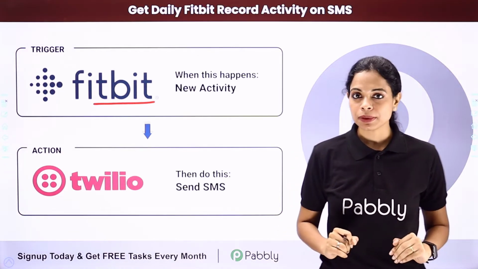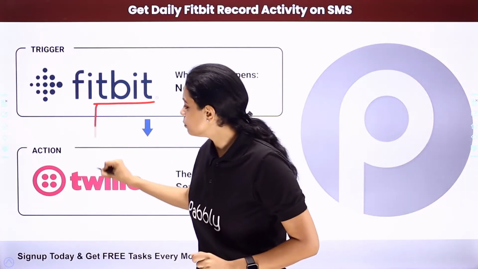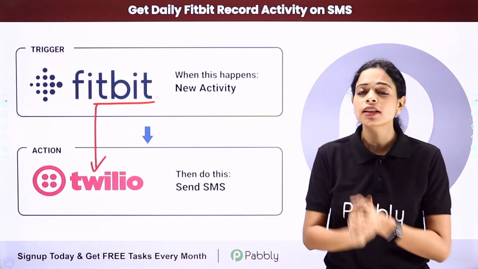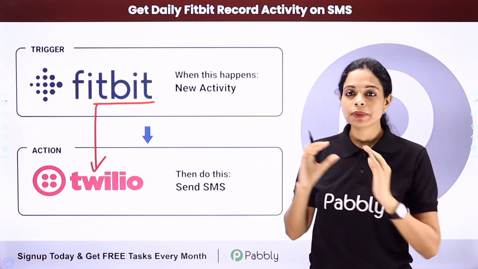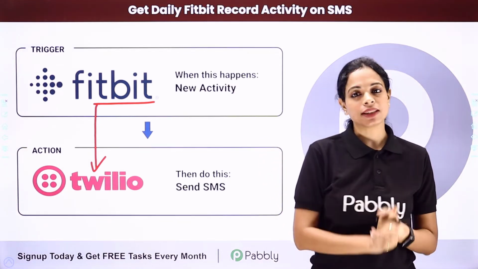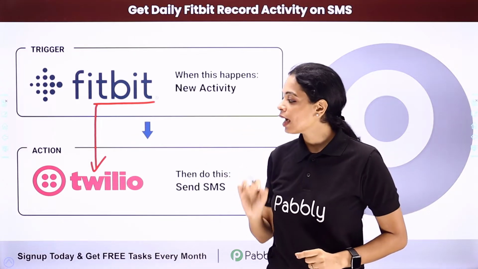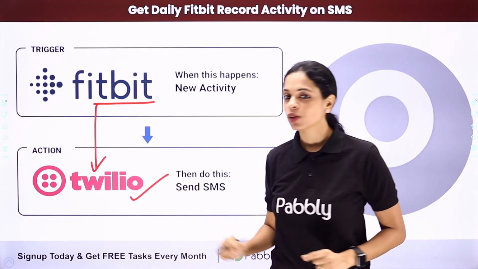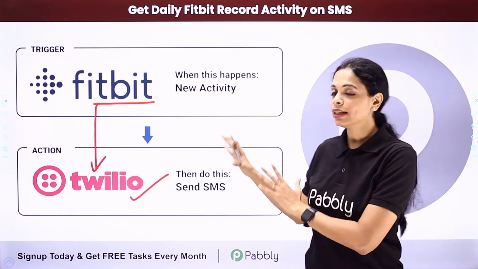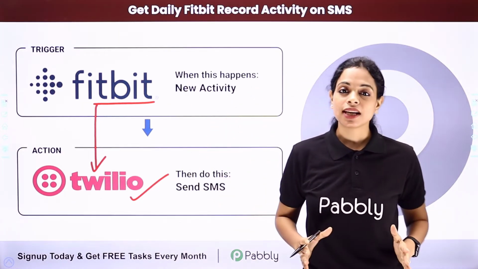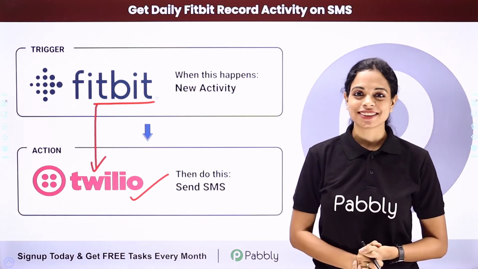Now, how can this happen? For this, you will have to integrate Fitbit along with this application Twilio, or it can be MSG91, and these two can be integrated using Pabbly Connect software. Here, your trigger application would be Fitbit and your action application would be Twilio. Now, how can you do this integration yourself and automate this entire process? To understand that, let me take you to my screen.